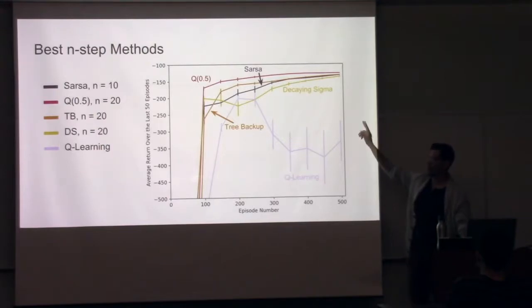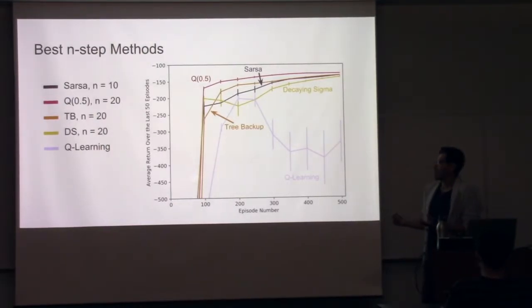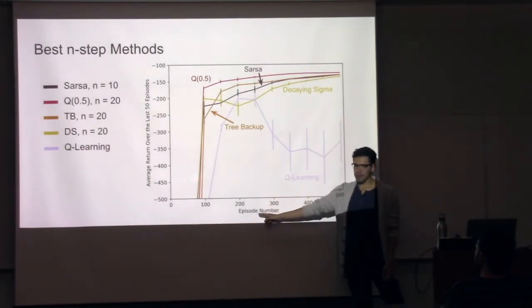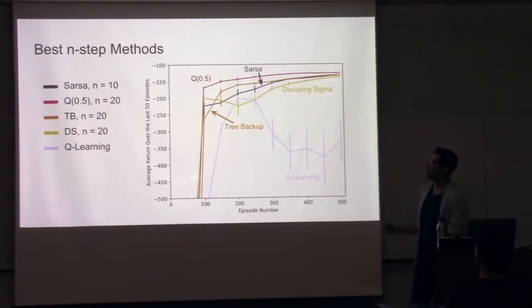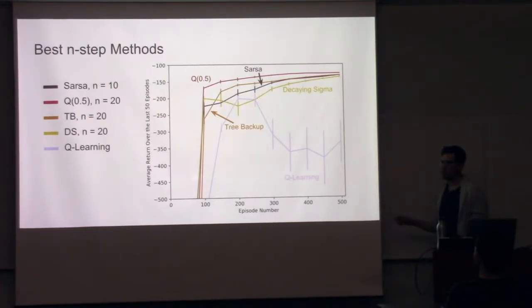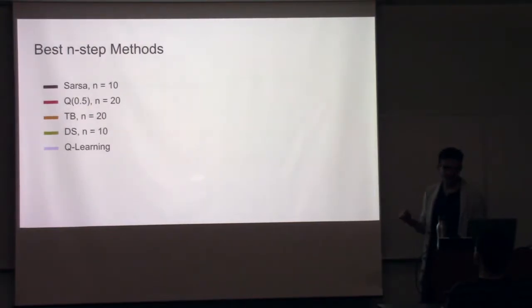Now, I was really disappointed with Decaying Sigma because I wanted to see if we could find the same pattern as in the linear and tabular case. So I chose a different decay rate just to see what would happen. So I chose a decay rate so that at the middle of training, by episode 250, the sigma in Decaying Sigma was 0.5. So that means the decay rate is a little bit smaller. Anyways, and this is what happens.